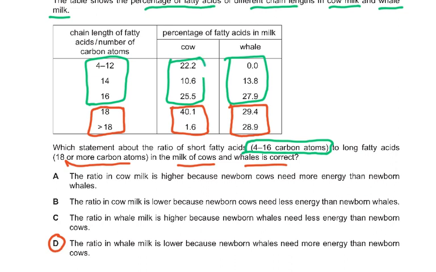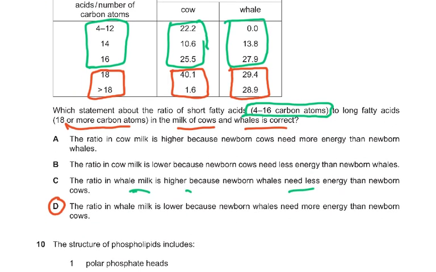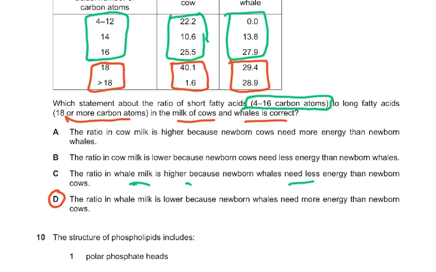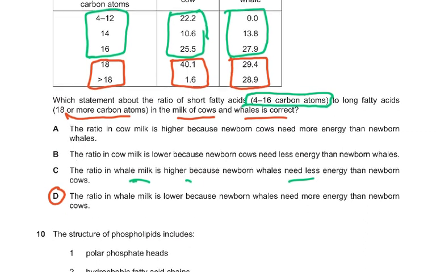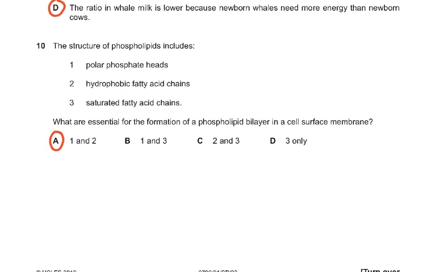So you had to look at these and really read these answers. Then the ratio in whale milk is higher because newborn whales need less energy. Again, that's wrong. That's in the question. They've given you that. So that is why the answer to this was D. The ratio in whale milk is lower because newborn whales need more energy than newborn cows. Fine. Coming to question number 10.